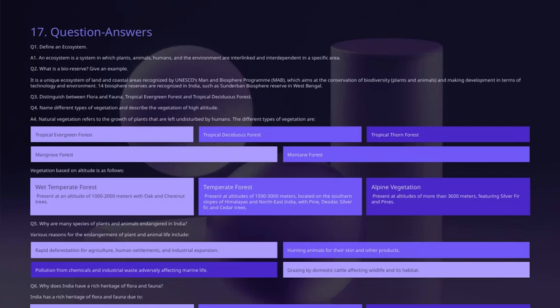Let's move on to the question and answer section. First, what is an ecosystem? An ecosystem is a system where plants, animals, humans, and the environment are all interconnected and depend on each other within a specific area. It's like a balanced web of life functioning together.